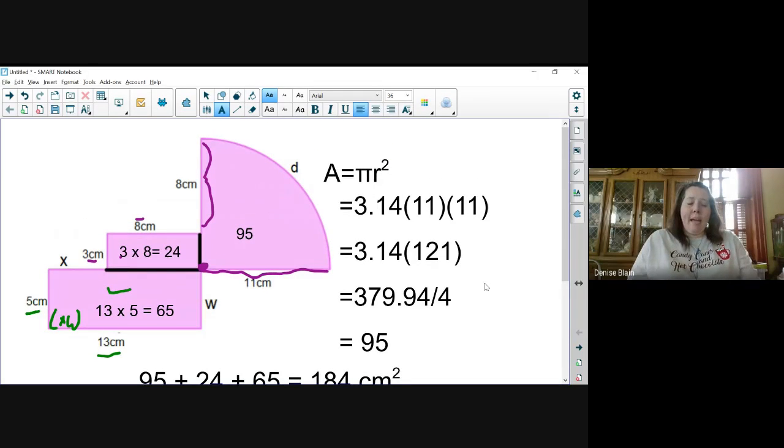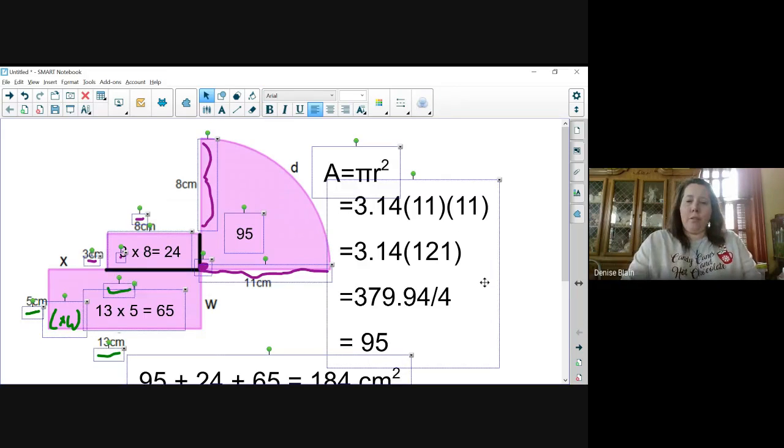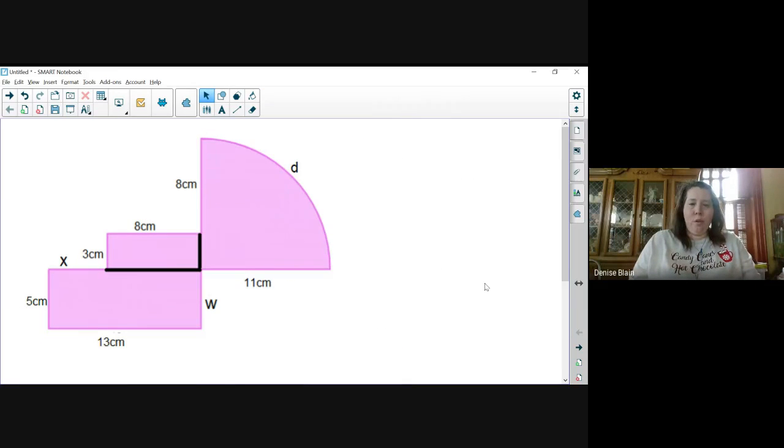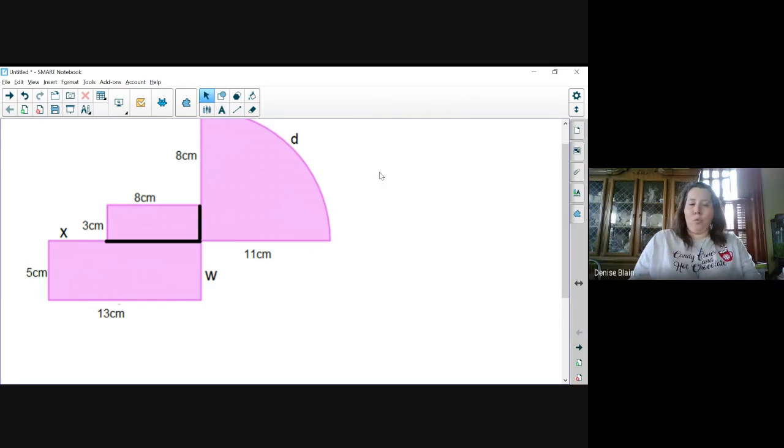So now I have to find the perimeter of this shape. To do so, I have to figure out what D, what W, and what X equal. Knowing my shape rules, I know that in this rectangle, opposite sides are parallel and have the same measure. So W equals 5 centimeters.